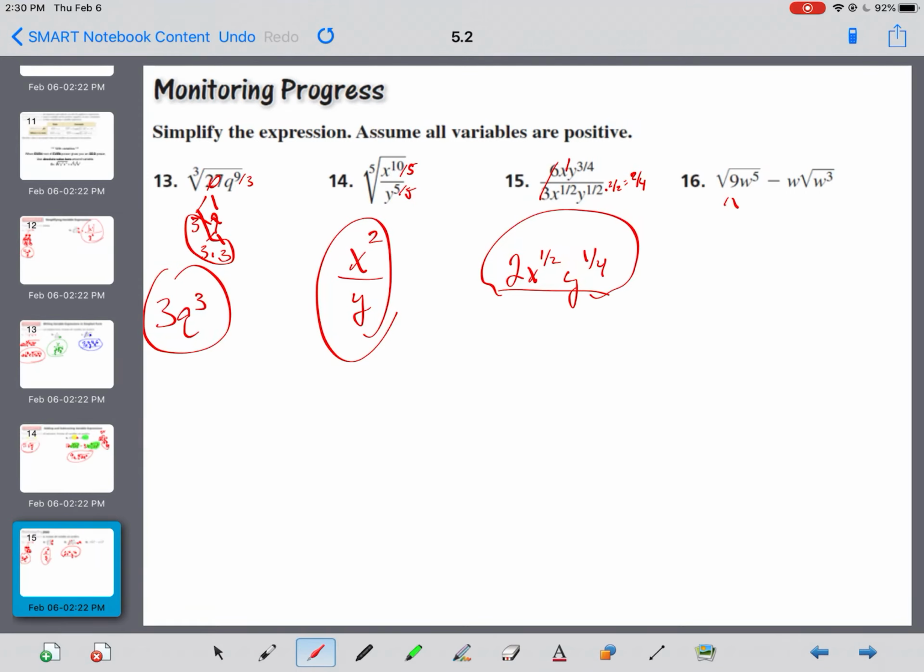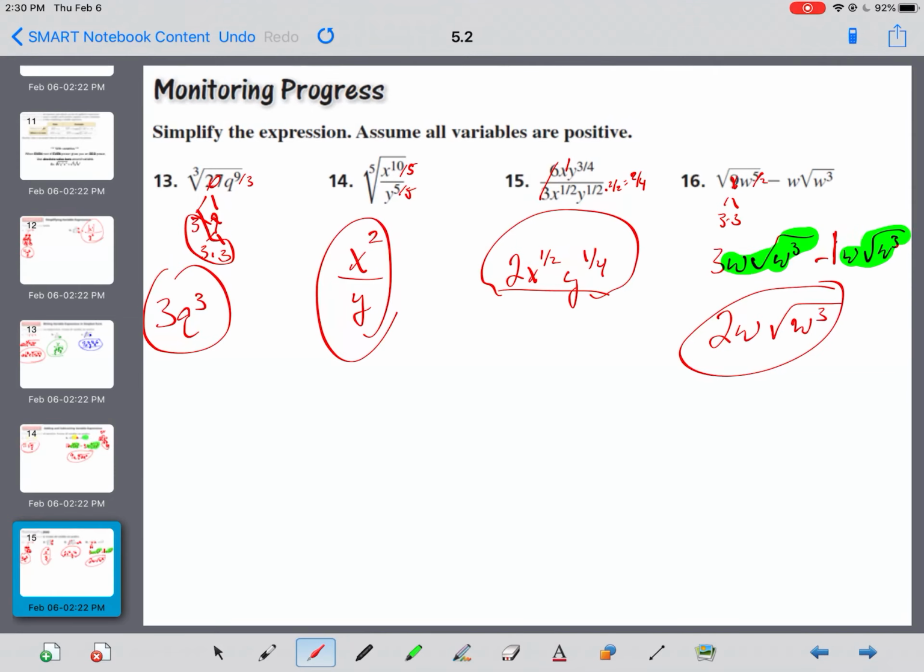And let's see. Well, 9 square roots to 3 times 3. So we got 3. And 2 goes into that w, square roots of w to the 3rd minus w square roots of w to the 3rd. This is all the same as this. Don't forget we have one of those, so 3 minus 1 is 2 w square roots of w to the 3rd. Just like that.